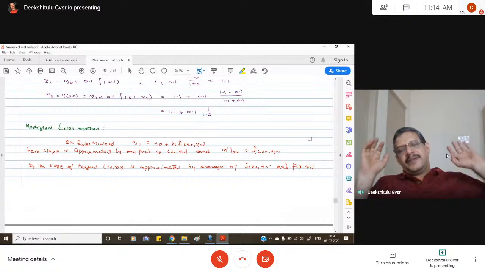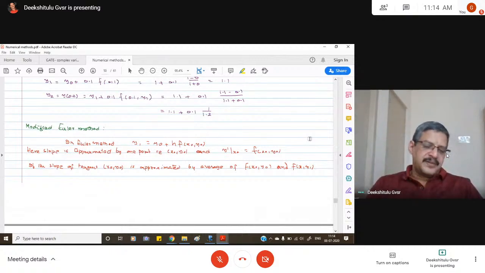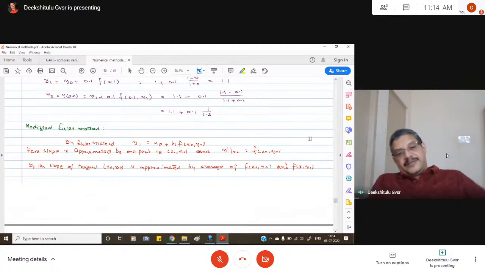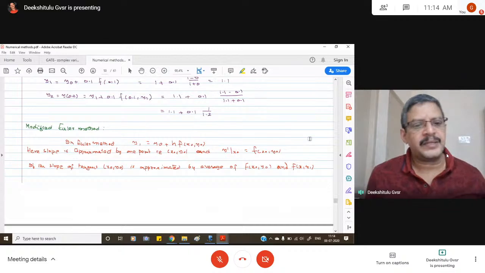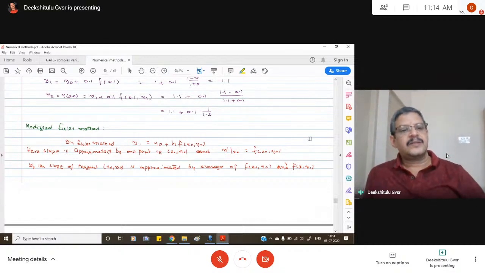So this is a very simple method known as Euler's method, a single step method. We are getting y at xn plus 1 using the values of y at the nth level of the calculations, right? So that is Euler's method. So then what is the modification of this Euler's method?